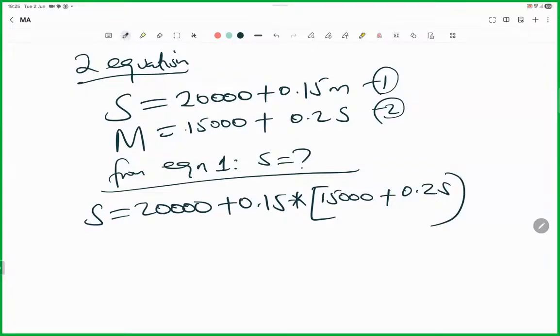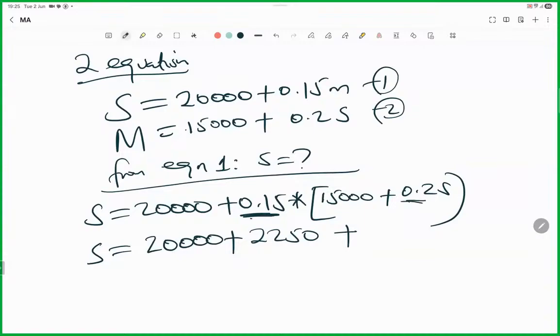Is that true? Okay, now open the bracket and tell me, so S will be what? 20,000 plus, distribute this. So 0.15 times 50,000, plus 0.15 times 0.2, which is 0.03. Is that okay?